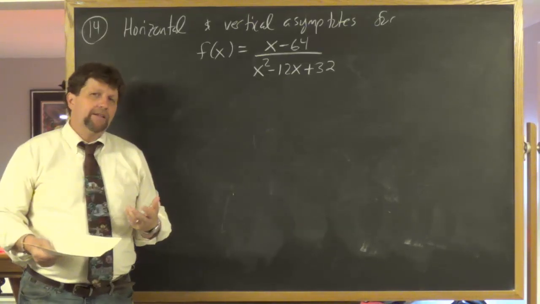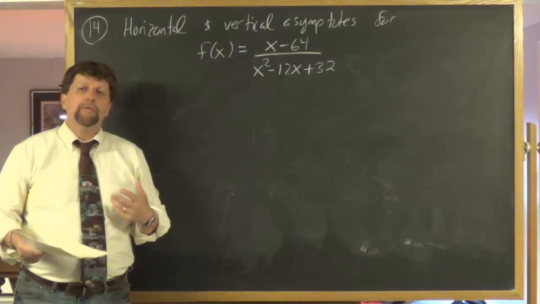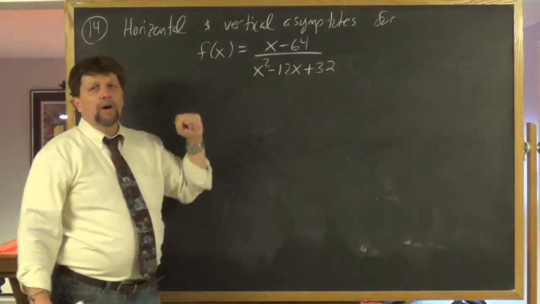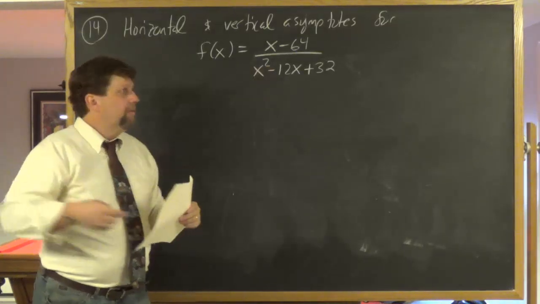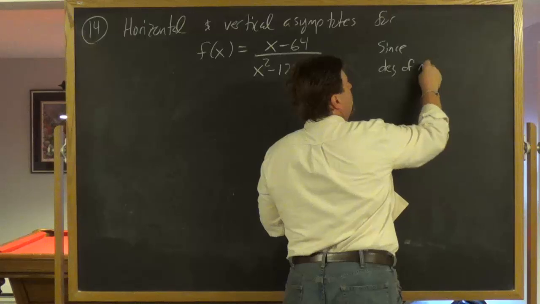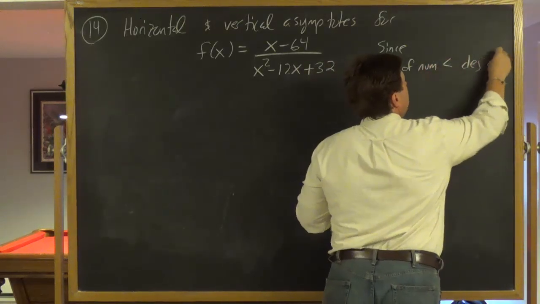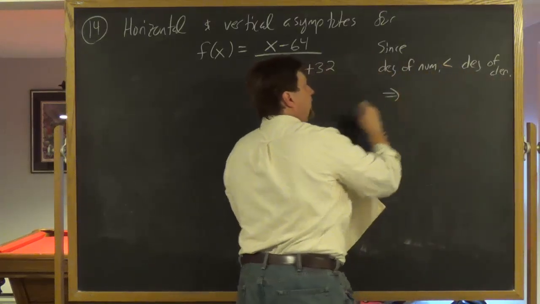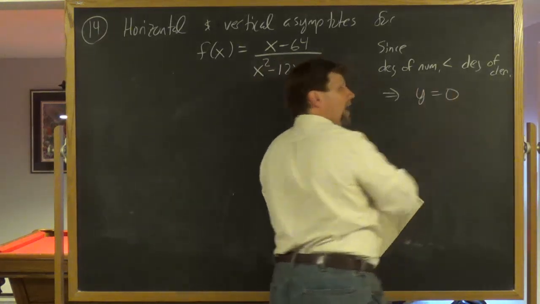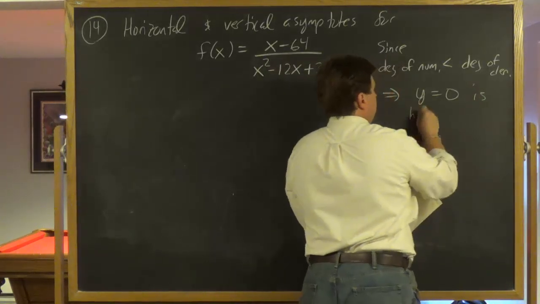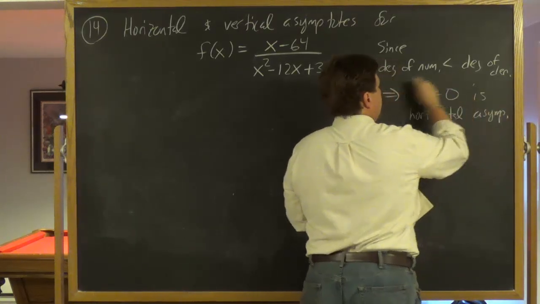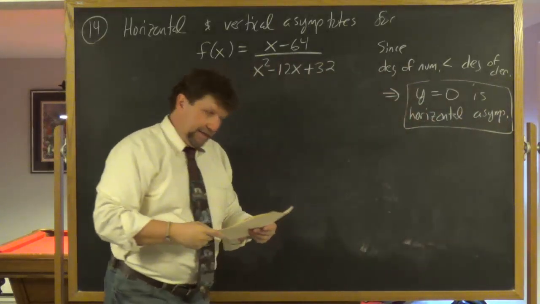I'm going to start with the horizontal asymptote first, because the horizontal asymptote, remember, just requires me to compare the degree of the numerator to the degree of the denominator. So the degree of the numerator is 1, the degree of the denominator is 2. Since the degree of the numerator is less than the degree of the denominator, that tells us the x-axis is the horizontal asymptote. The x-axis is known as the line y equals 0. So that is the horizontal asymptote. Y equals 0, also known as the x-axis.